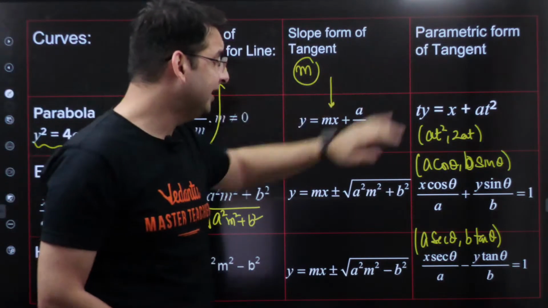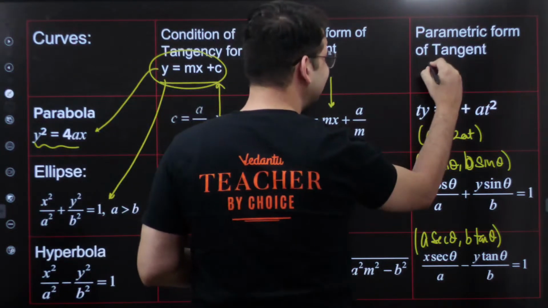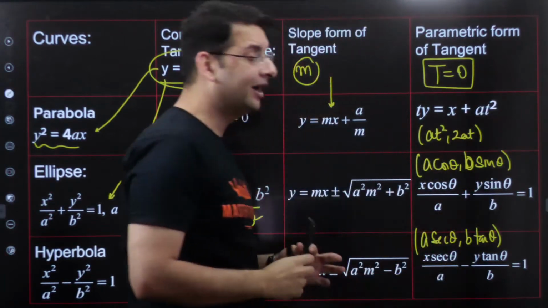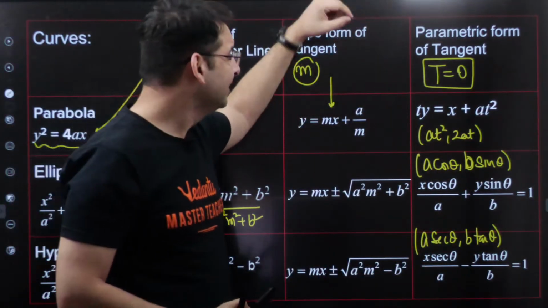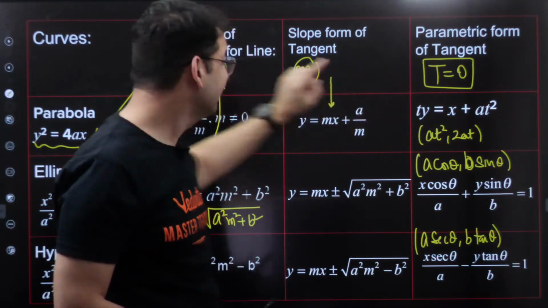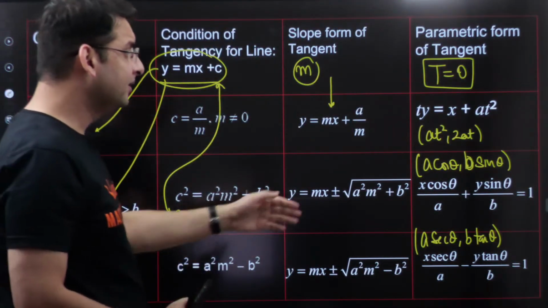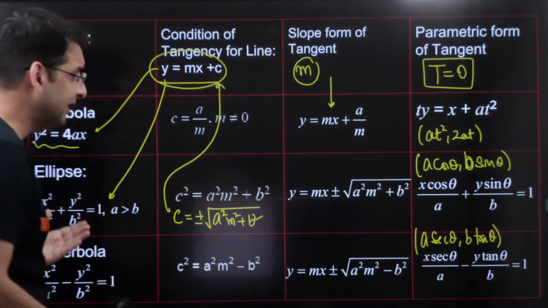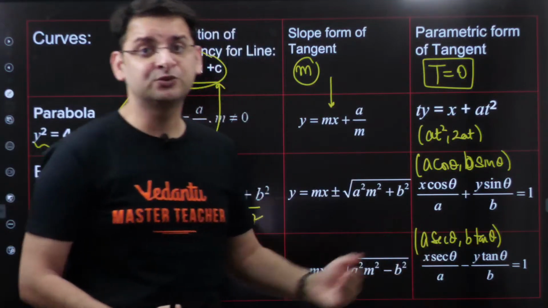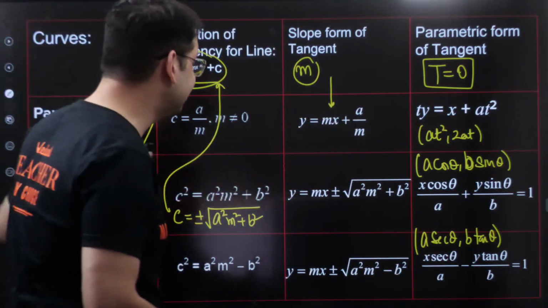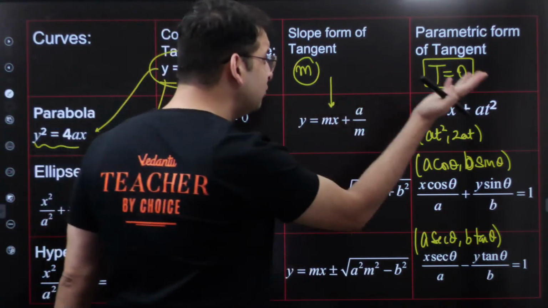So how do you get the parametric form of the tangent? Just apply T is equal to 0. I hope everyone knows what T equals 0 means. So ty is equal to x plus at square. This is the equation of the tangent to the parabola. x cos theta by a plus y sin theta by b is equal to 1. This is the equation of the tangent to the ellipse. x secant theta by a minus y tan theta by b is equal to 1 is the parametric equation of the tangent to the hyperbola.